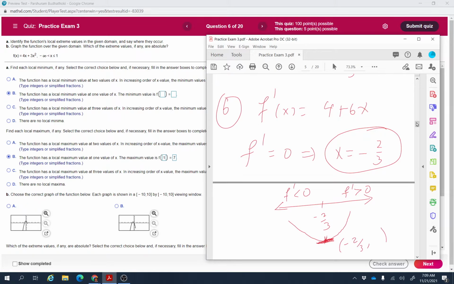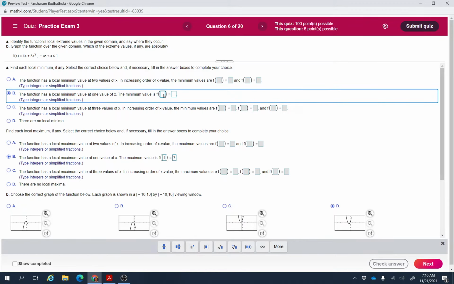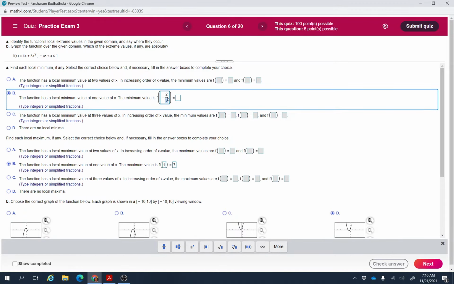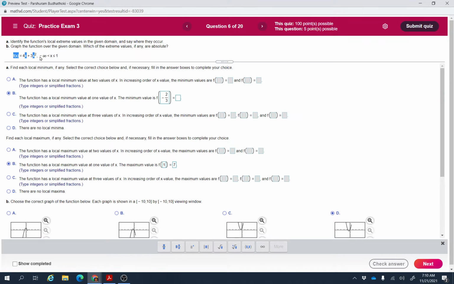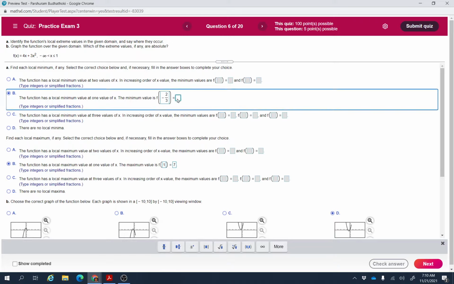Okay, so now we can answer the question given here: find each local minimum. We know the local minimum is at -2/3, and for the value of the function at -2/3, just put x equal to -2/3 in the given function, and after calculating, the value is -4/3. So that's the local minimum.